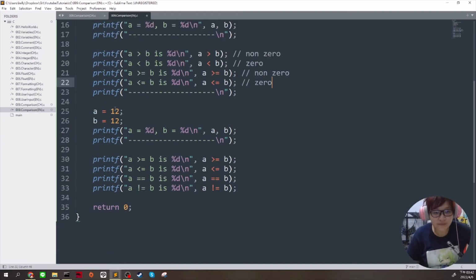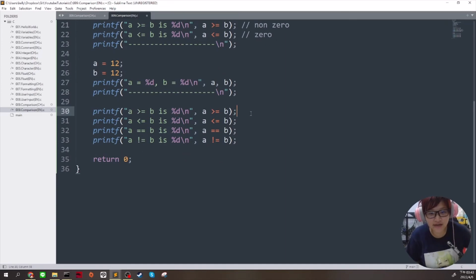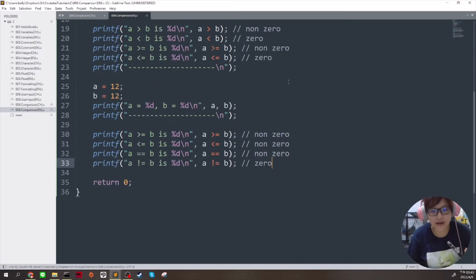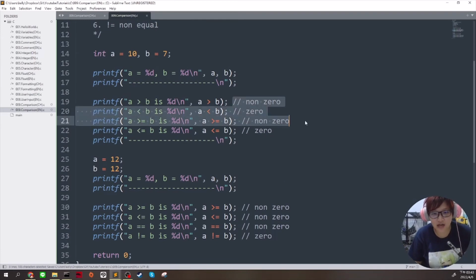Here I reassigned the same value to A and B. I assigned 12 to A and 12 to B. So now they are equal. A is greater or equal to B is non-zero because they are equal. This one is also non-zero, and the equal one is also non-zero. So the non-equal one becomes 0. These are our expectations.